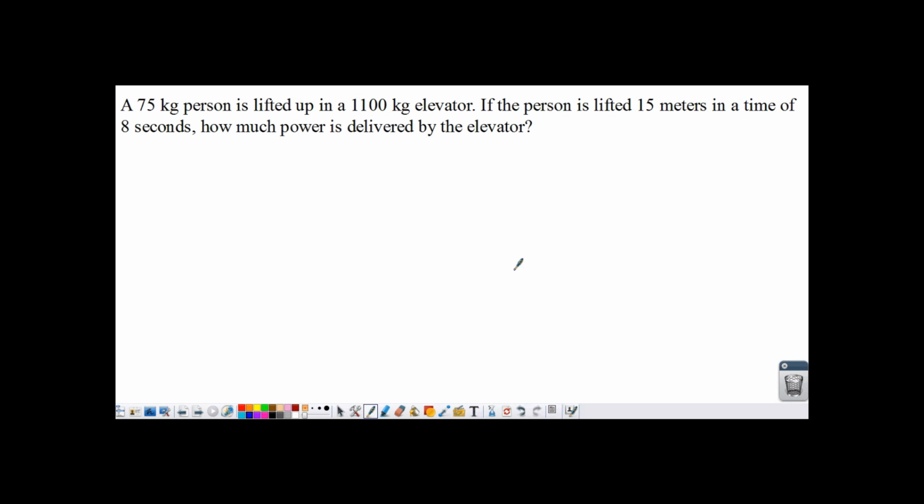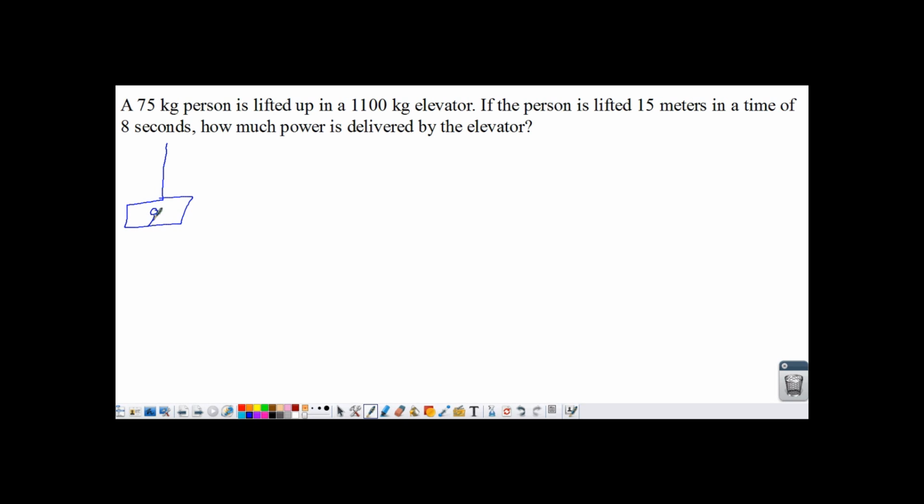A 75 kilogram person is lifted up in an 1100 kilogram elevator. If the person is lifted 15 meters in a time of 8 seconds, how much power is delivered by the elevator? I'm going to start this problem the same way we start most of our problems. Draw a picture. So here's the elevator.